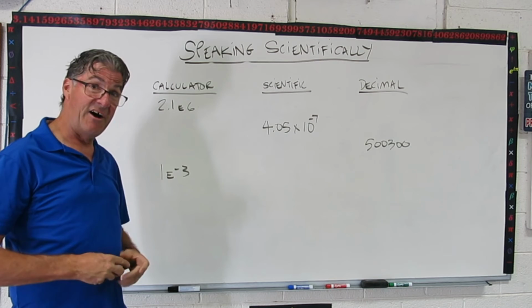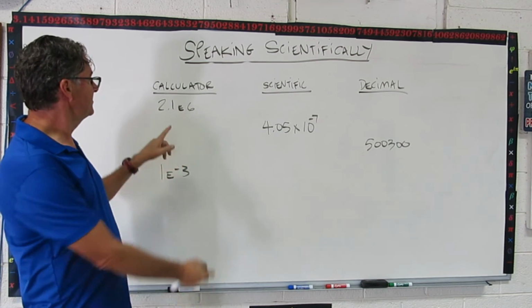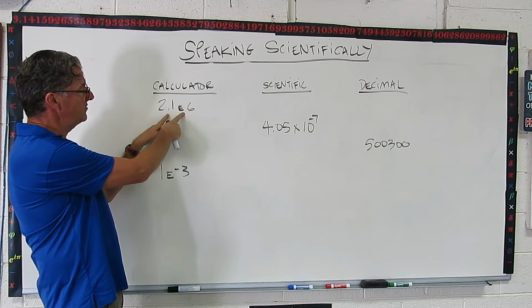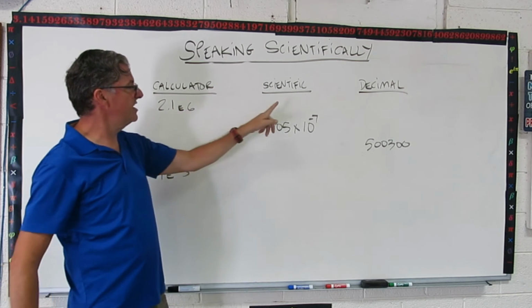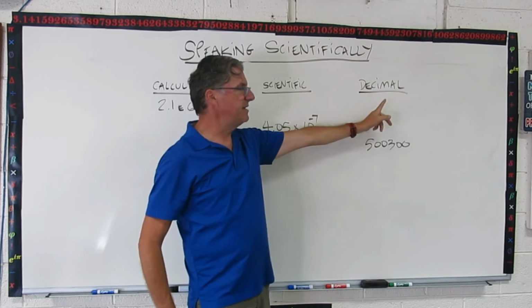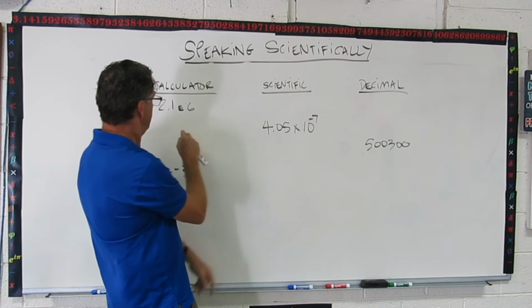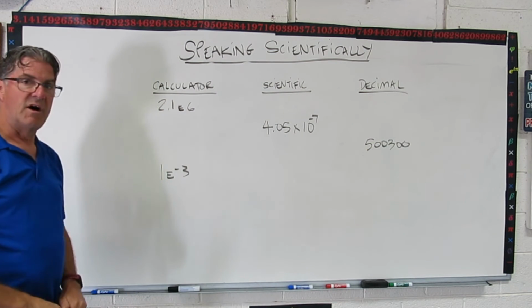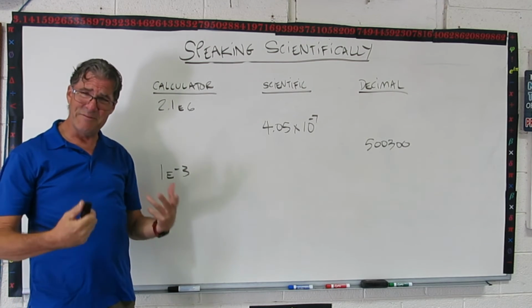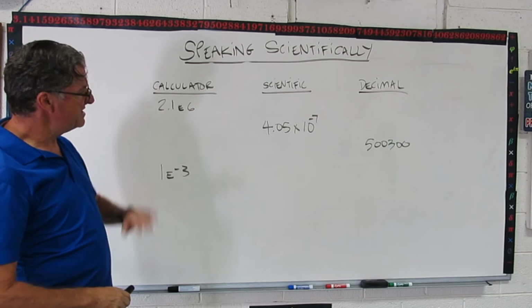Your task now is to pause the video and fill in the missing parts. So for example, this one is in calculator notation: write this in scientific notation, then write it in decimal. And the same for the next one. You're going to start with scientific notation, put it into calculator notation, put it into decimal, and so on. So go ahead and pause the video, take a minute, think about it, use your calculator if you need to, and finish that table up.